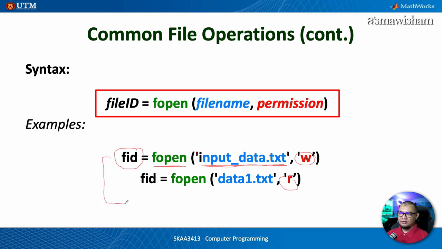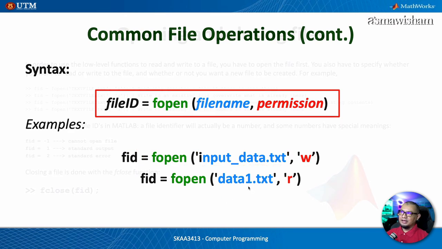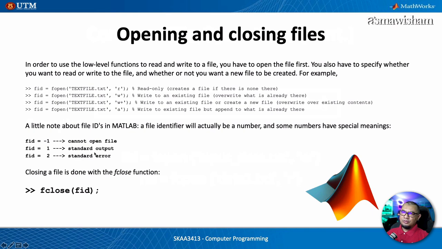Like I said, it must be in pair. So at the end, this is where you need to have fclose, with FID. Once you open, you need to close it. Alright, so here are more examples of how it is used.